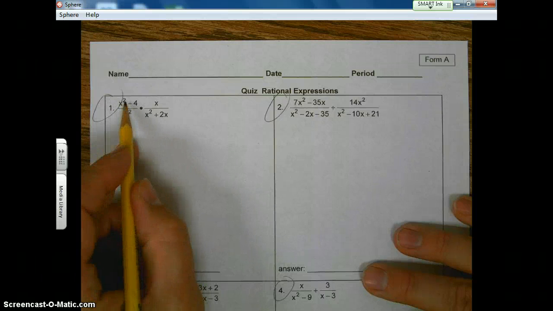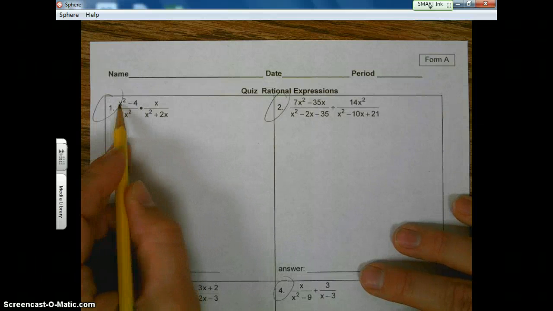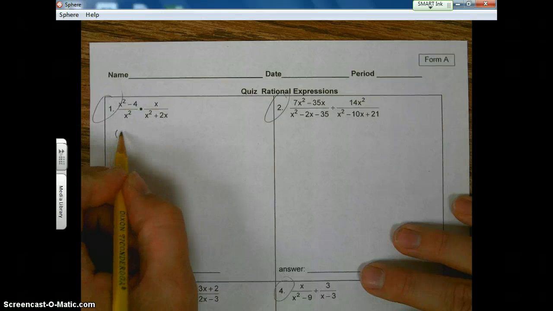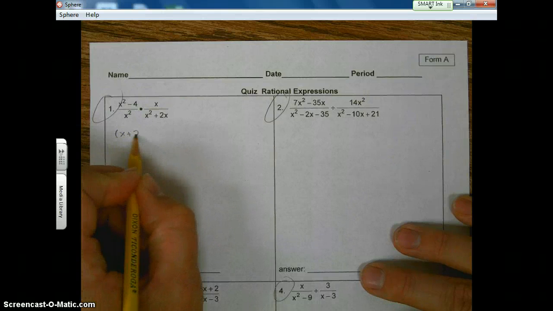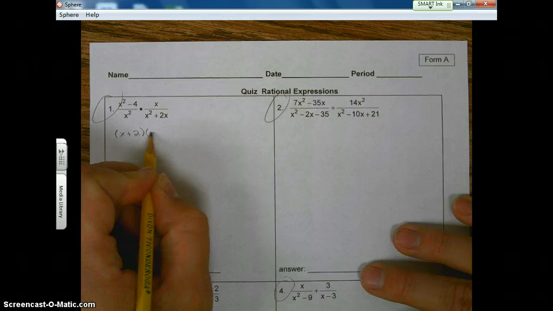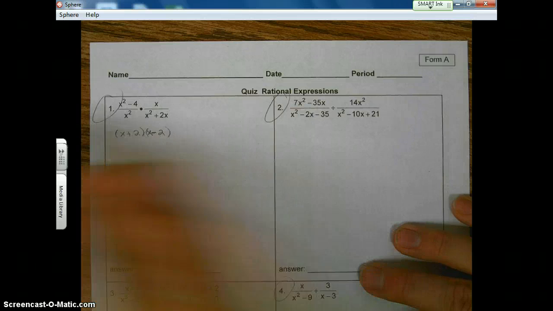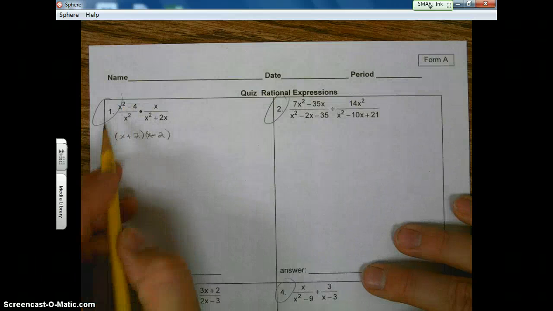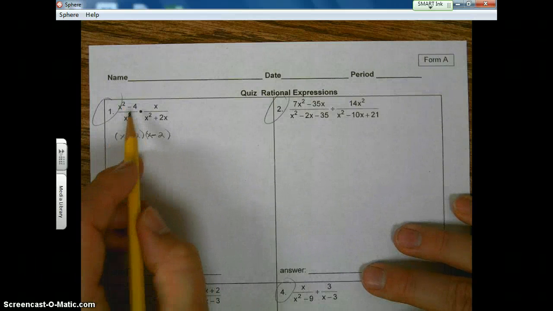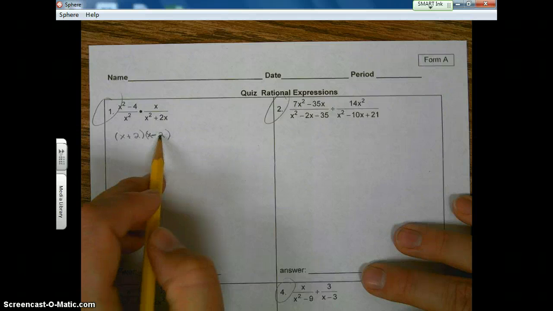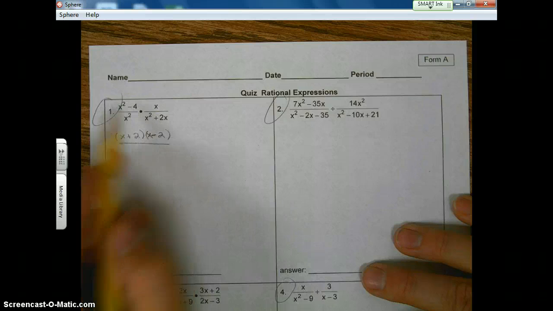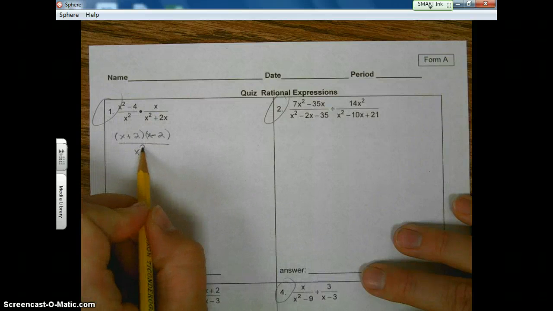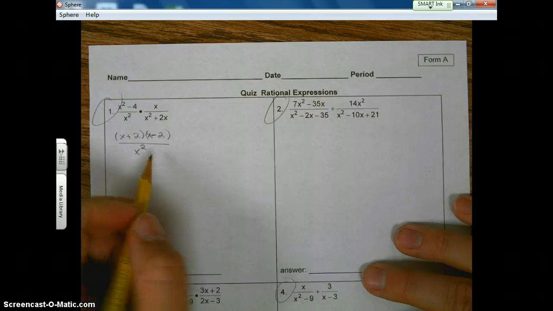Starting up here in the numerator, we have a difference of two perfect squares. So that's going to factor to x plus 2 and x minus 2. Hopefully I won't make too many mistakes this early in the morning. So x squared breaks down to x times x, and then the 4 breaks down to 2 times 2, and one's positive and one's negative. Difference of two squares.